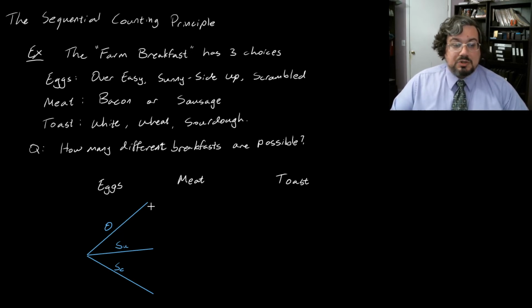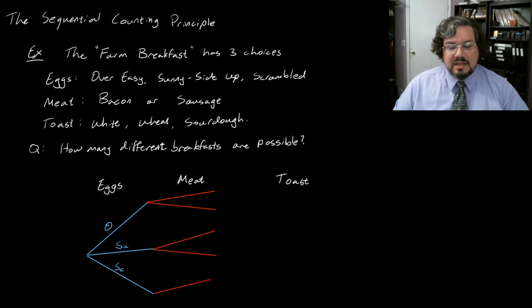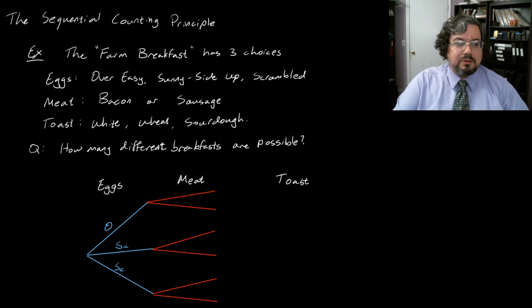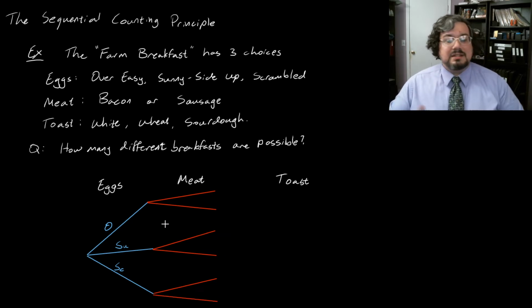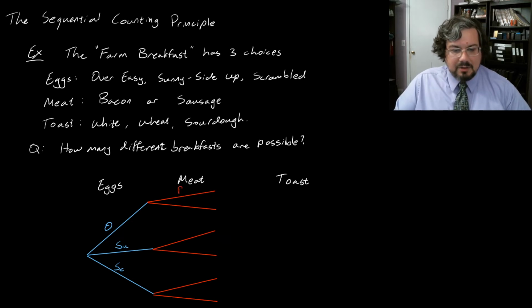Now we need to choose our meat. And importantly, no matter which one of these egg paths we went down, we always have the same number of choices for meat. We always have either bacon or sausage. The previous choice doesn't affect the later choices that we have. So we can have bacon or sausage, bacon or sausage, bacon or sausage.